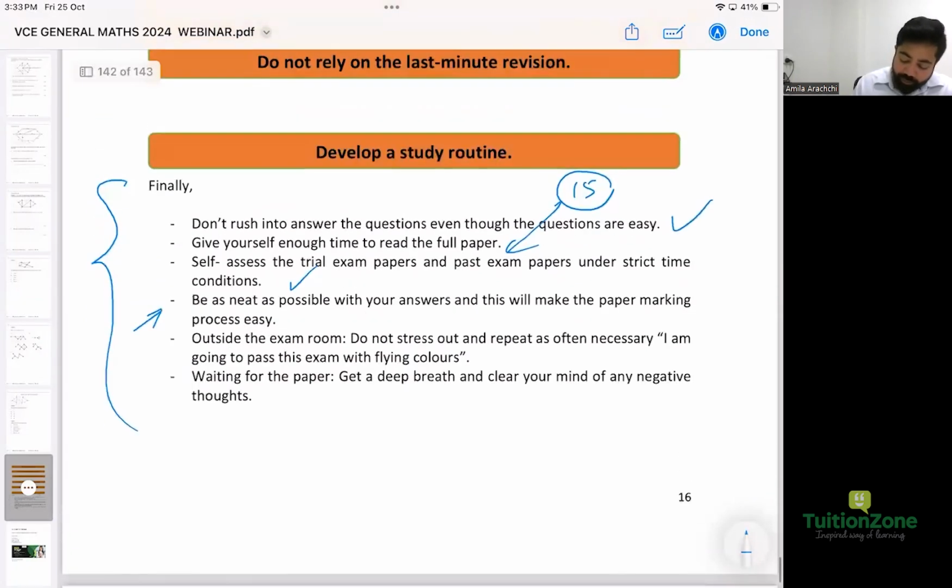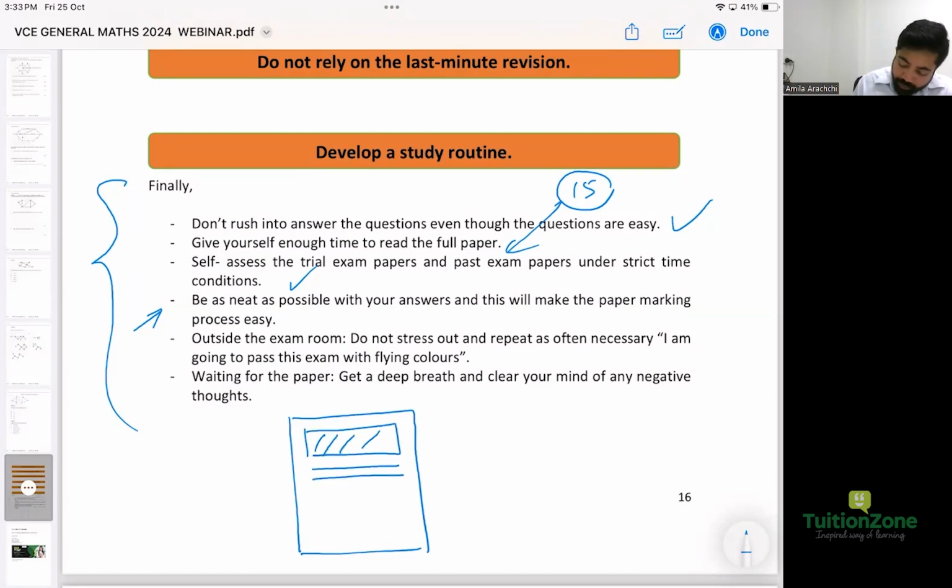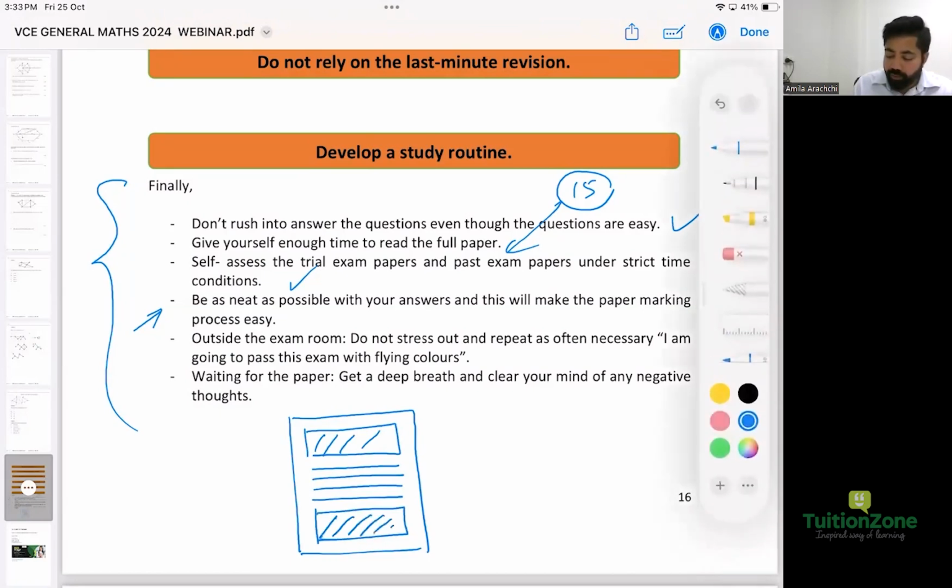I also explained yesterday more towards the paper. Imagine this is your question, and you have space for maybe only 4 lines. Then you have the next question, and you realize, hang on, to work this out you need more space. 4 lines are not enough. If you realize that early enough, divide your space into 3 or 4 sections and keep working on it. That way, even when someone marks your paper, it's so much clearer.